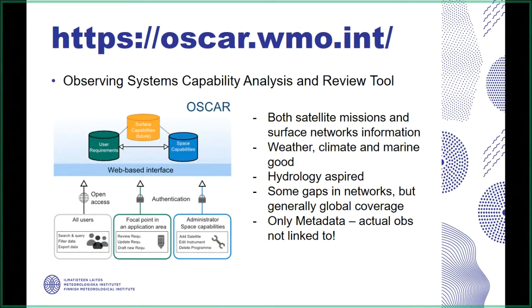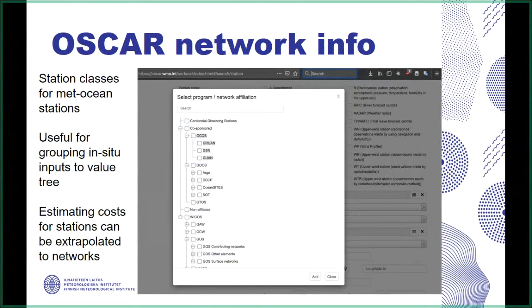WMO was keeping a nice list for this observing system capability analysis, where there's just metadata about stations. So I pulled from there. Also, I actually used satellite data sets for this. But here you can see that they have networks defined. So stations are not just stations, they are somehow grouped into different classes. There are both meteorological and ocean stations. Nice for me, because this value tree analysis was meant only for physical atmosphere and ocean variables. So this is exactly what I needed here.